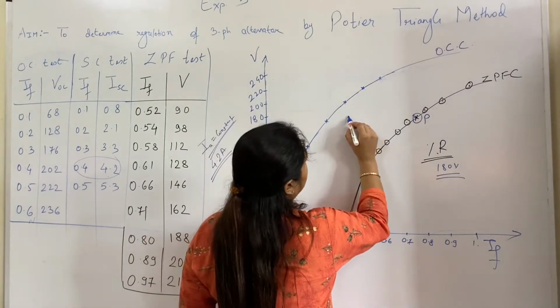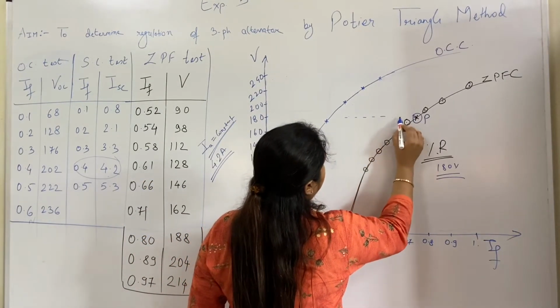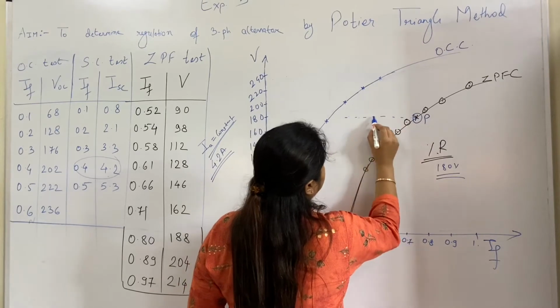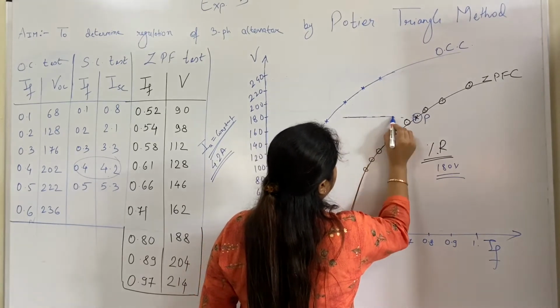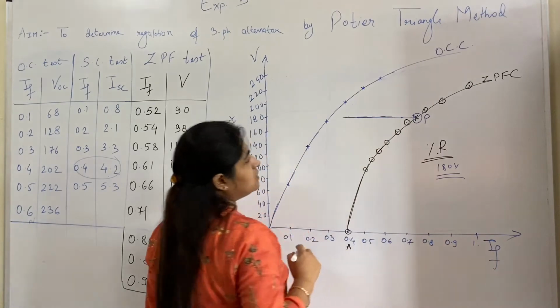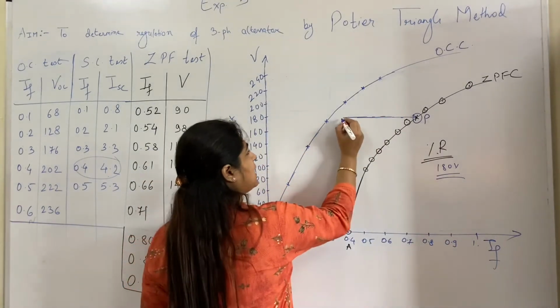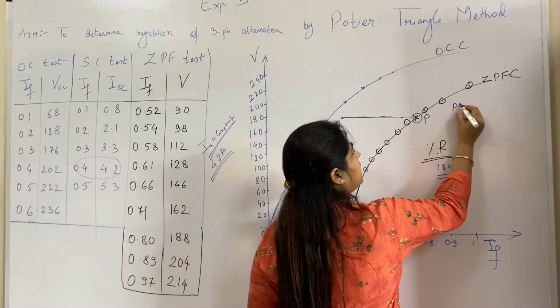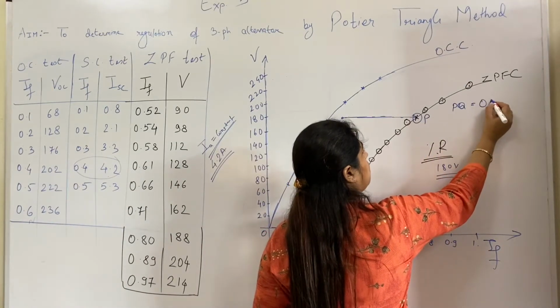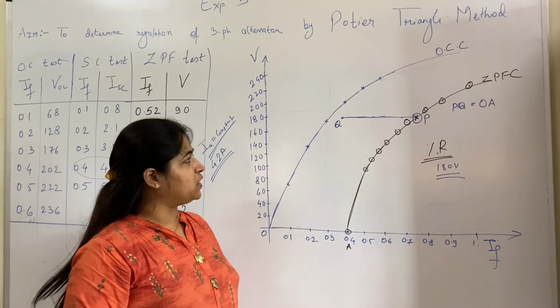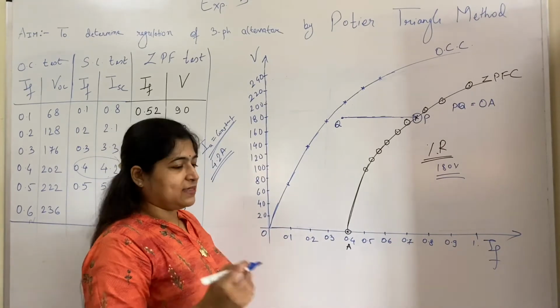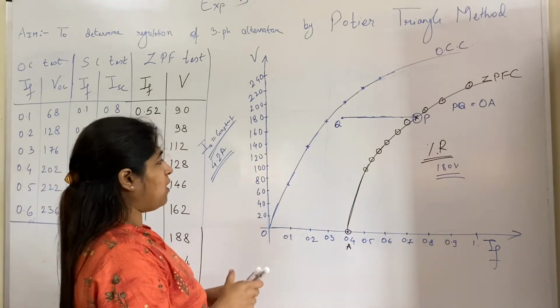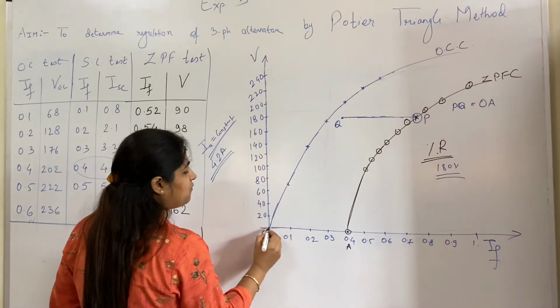So I will draw a parallel line, horizontal line here. This is horizontal line and this point is Q, where PQ is equals to OA. Then what I'll do, I'll draw a tangent on OCC.